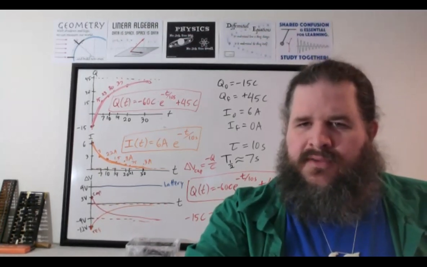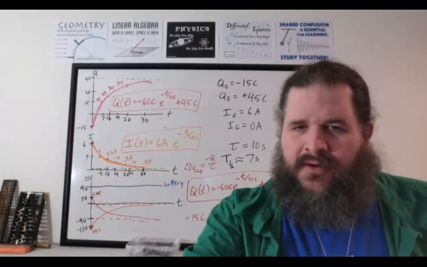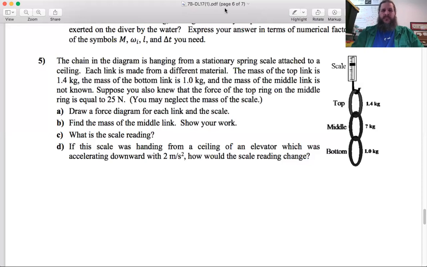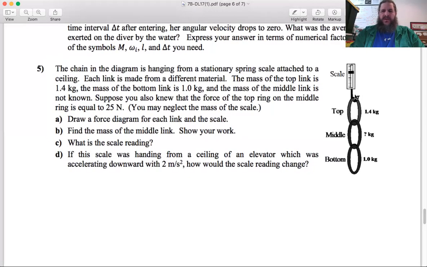Then let's take another look at this Newton's law problem that somebody sent earlier as well. One moment. Here we've got a scale with 3 heavy chain links hanging from it. And we know some information. We know the mass of the top link, we know the mass of the bottom link. We don't know the mass of the middle link, but we at least know the force of the top ring on the middle ring is 25 newtons. And we're trying to figure out, first of all, drawing a force diagram for each one of these.